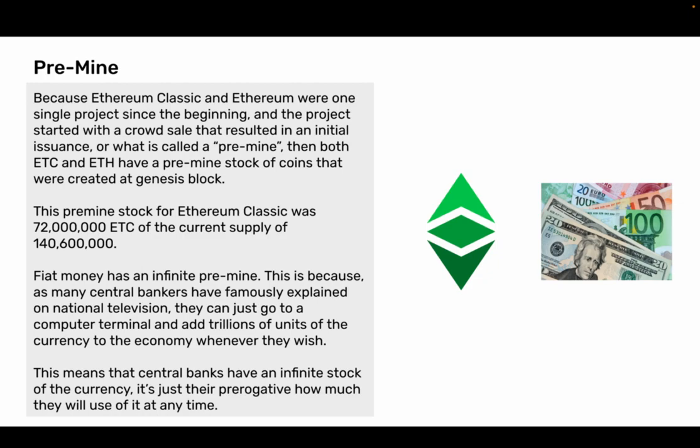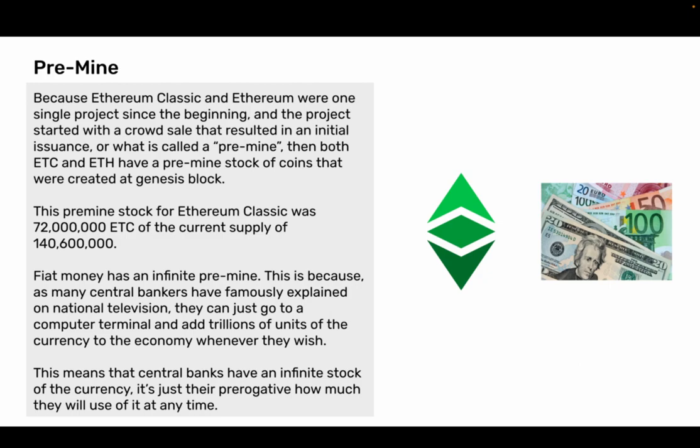Pre-mine. Because Ethereum Classic and Ethereum were one single project since the beginning, and the project started with a crowd sale that resulted in an initial issuance, or what is called a pre-mine, then both ETC and ETH have a pre-mine stock of coins that were created at Genesis block. This pre-mine stock for Ethereum Classic was 72 million ETC of the current supply of 140,600,000.